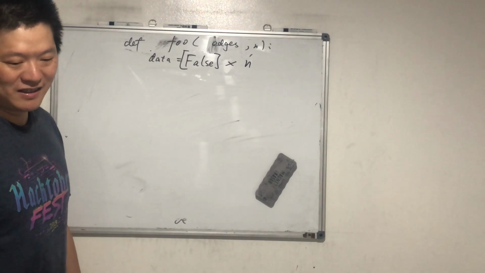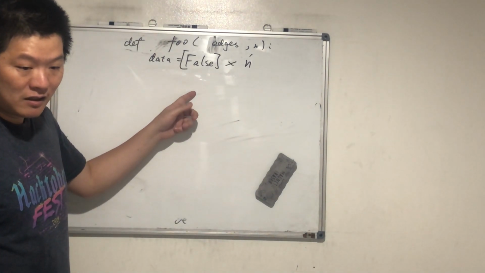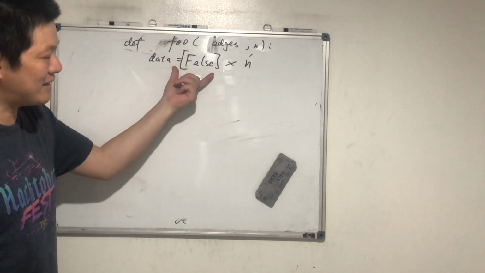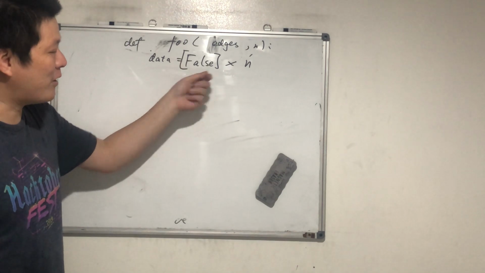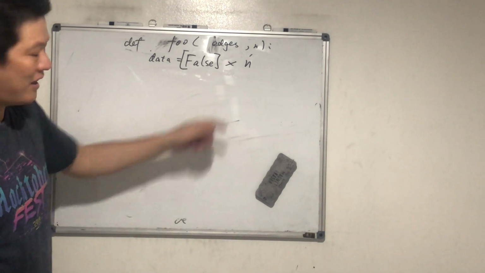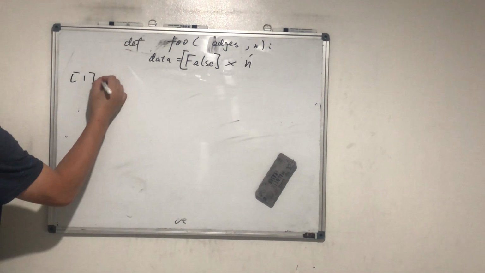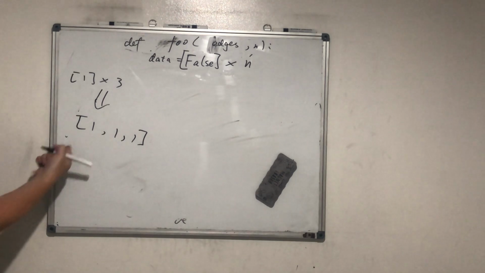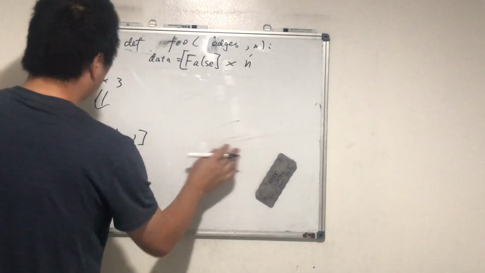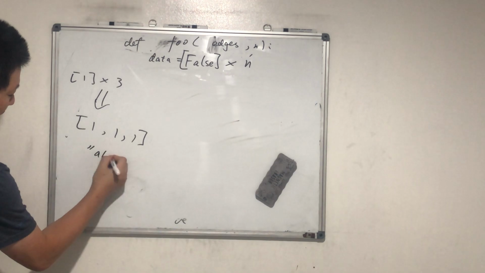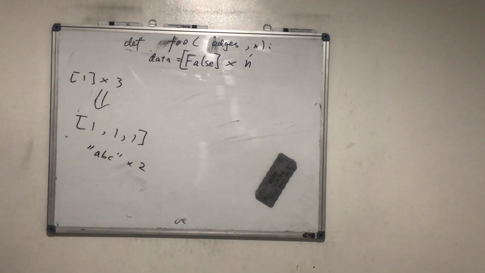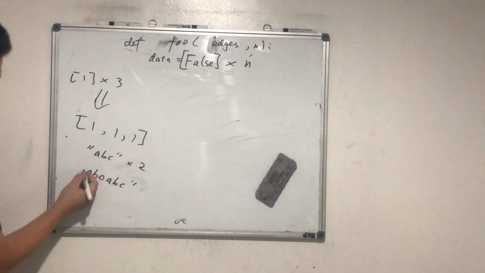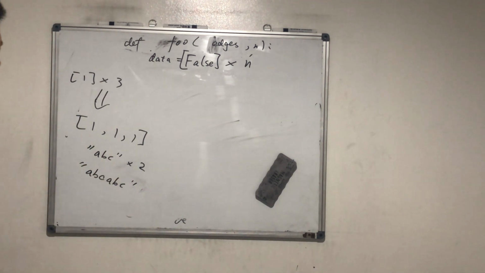False times n. If the value is multiplied n times, what does it mean? There's a list with all false. How many false are there? n, easy. Look at 1 times 3. What does it become? 1, 1, 1. And how about A, B, C times 2? We get A, B, C, A, B, C. Well done. You see, this multiplication is very powerful.